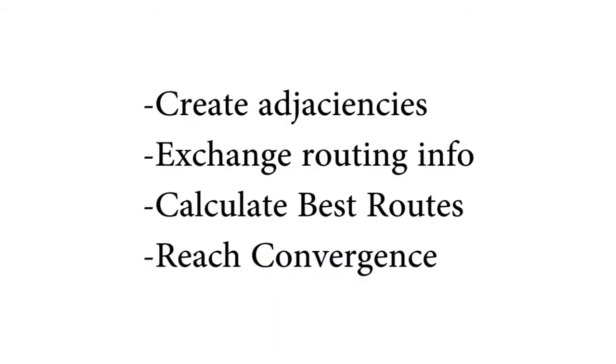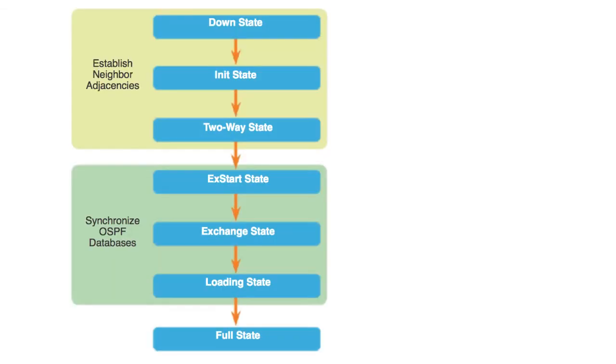When an OSPF router is initially connected to a network, it attempts to create adjacencies with neighbors, exchange routing information, calculate best routes, and reach convergence. A router with OSPF enabled transitions through various states.